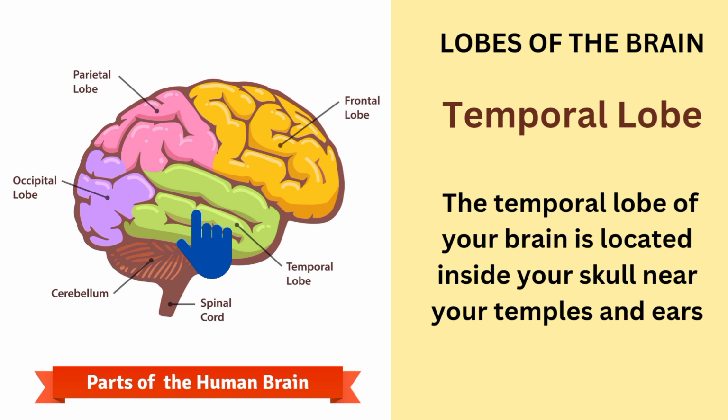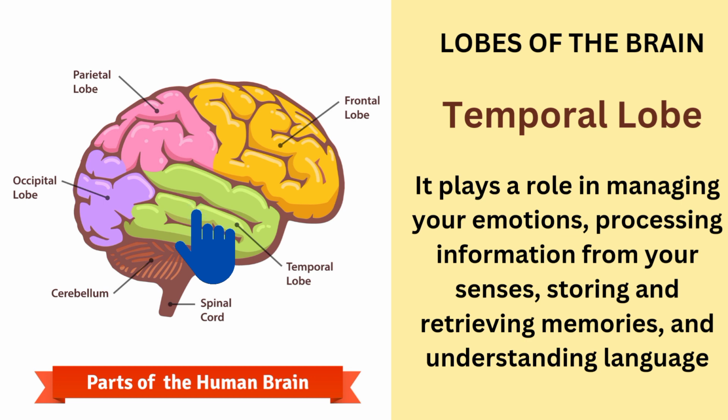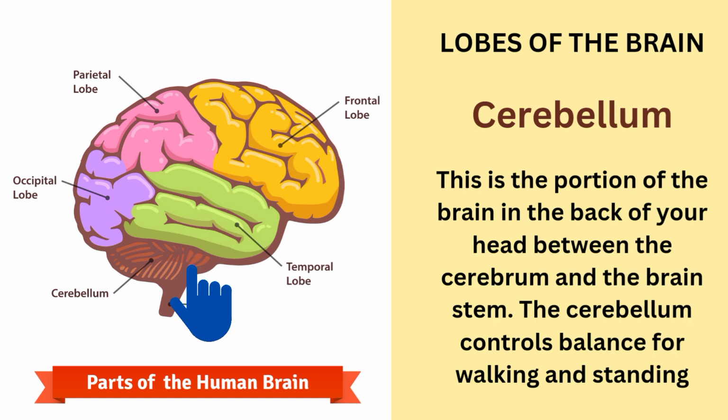Temporal lobe. The temporal lobe of your brain is located inside your skull near your temples and ears. It plays a role in managing your emotions, processing information from your senses, storing and retrieving memories, and understanding language. Now let us see what cerebellum is. This is the portion of the brain in the back of your head between the cerebrum and the brainstem. The cerebellum controls balance for walking and standing.